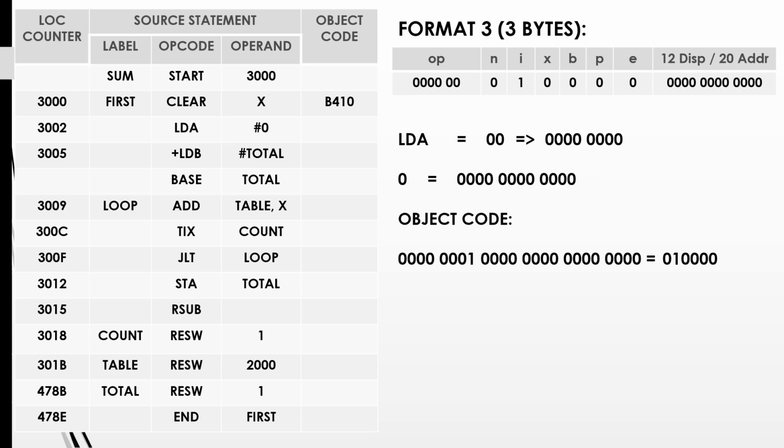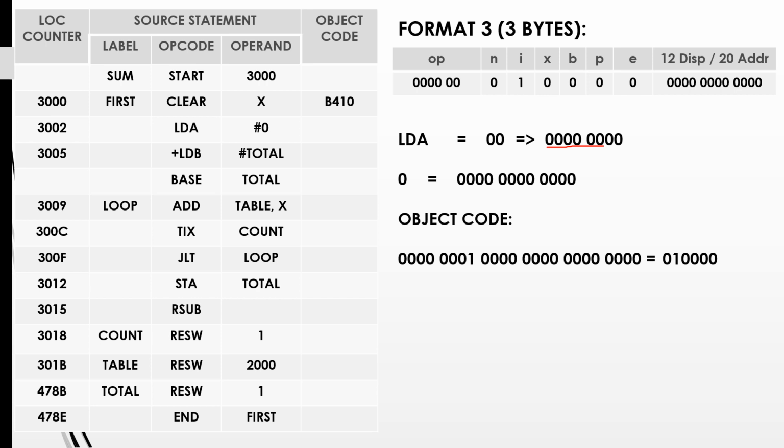In this instruction the opcode should be 6 bits, but here it is 8 bits, so we have to reduce it to 6 bits. Starting from left to right, we take only 6 bits. Then we have 1 bit of N, that is indirect addressing mode, 1 bit of I, that is immediate addressing mode, 1 bit of X, that is index addressing mode, 1 bit of B, that is base relative addressing mode, 1 bit of P, that is program counter relative addressing mode, and 1 bit E. E will be 0 whenever it is format 3 and E will be 1 whenever it is format 4.